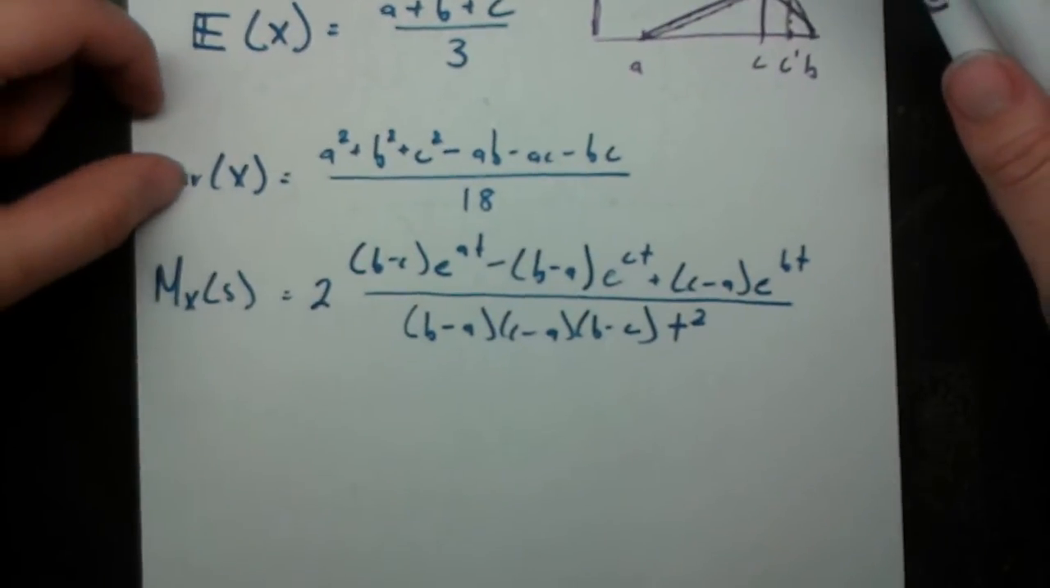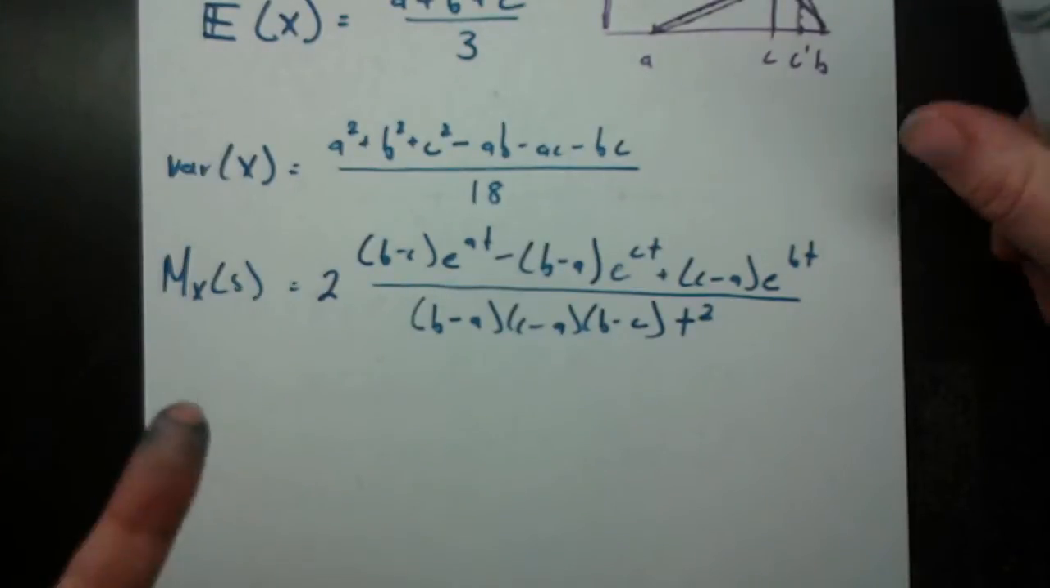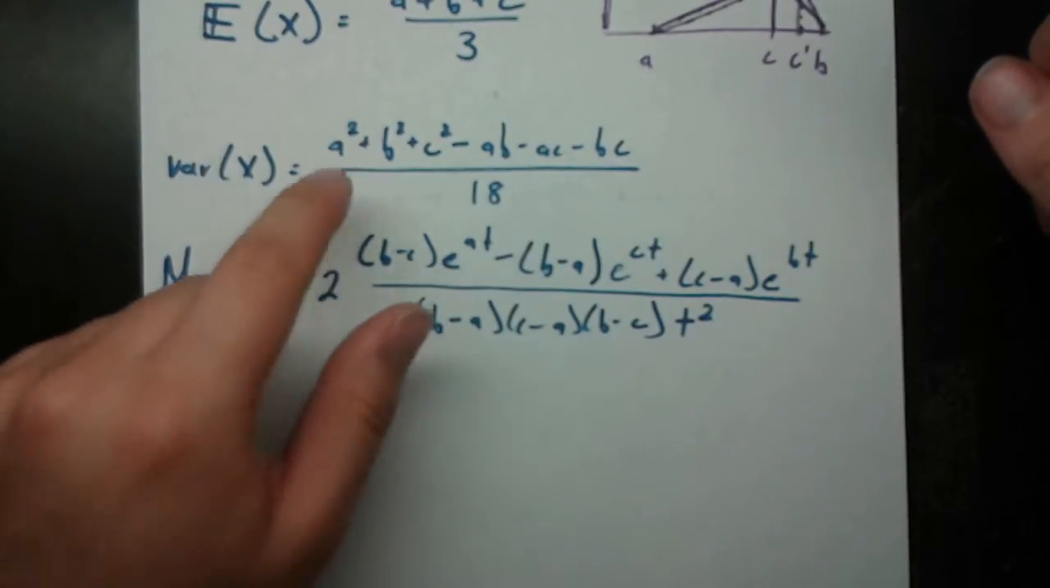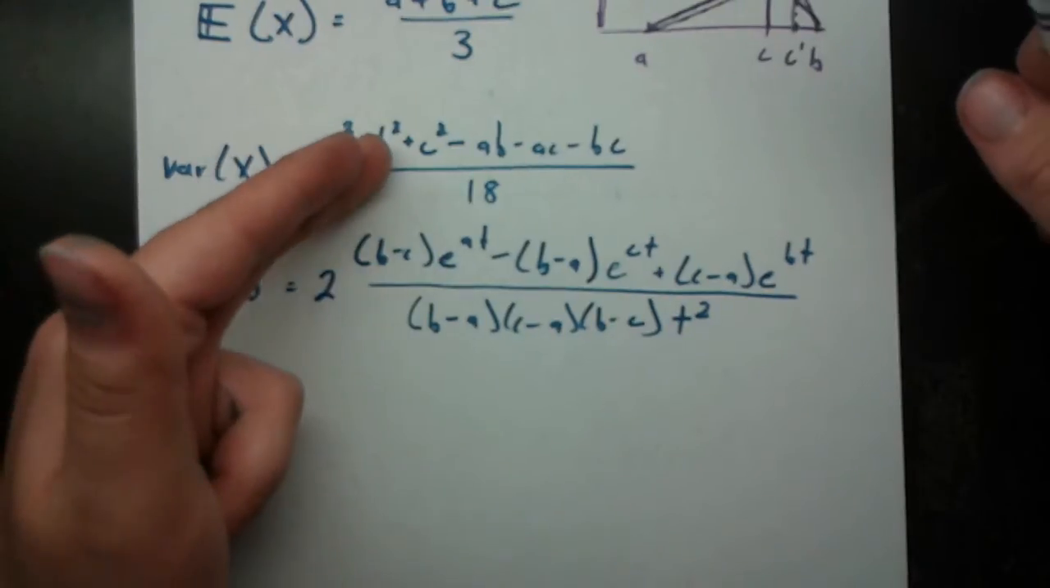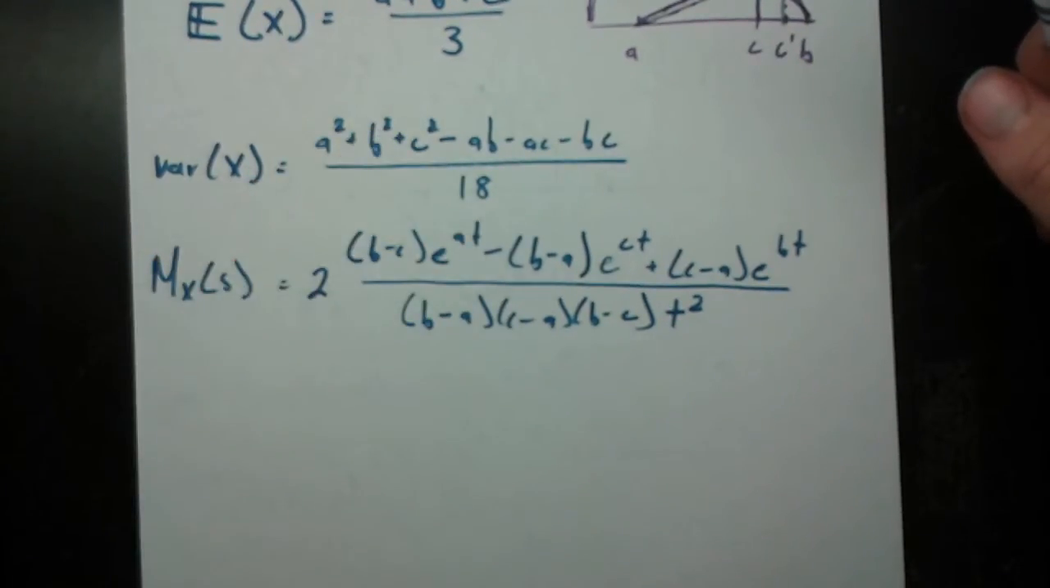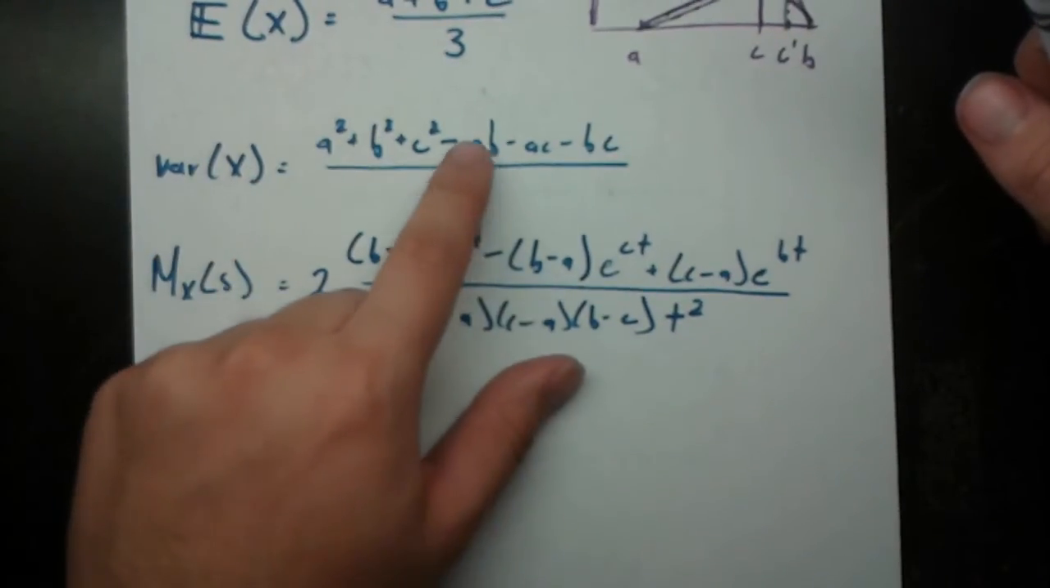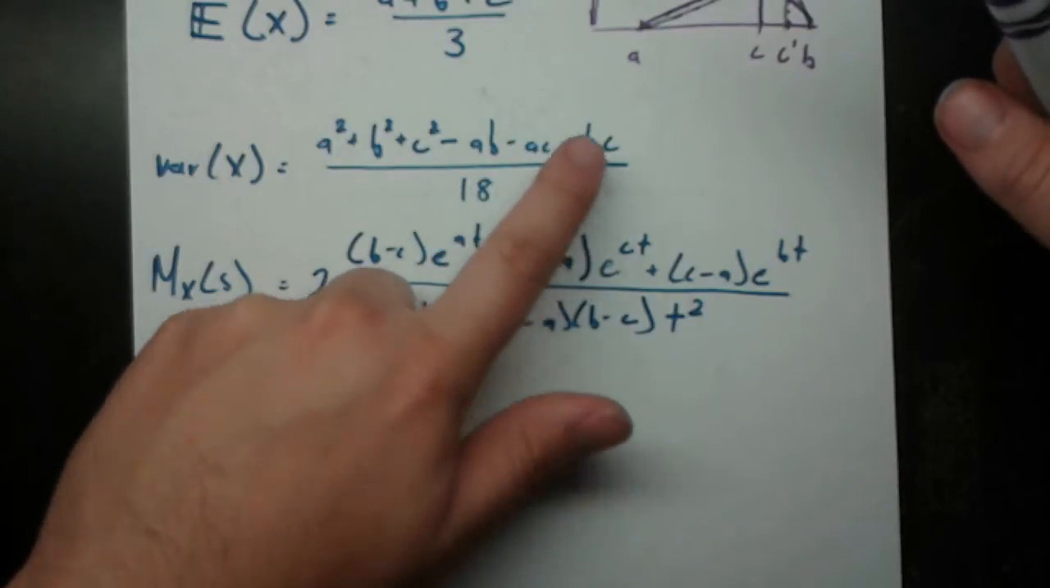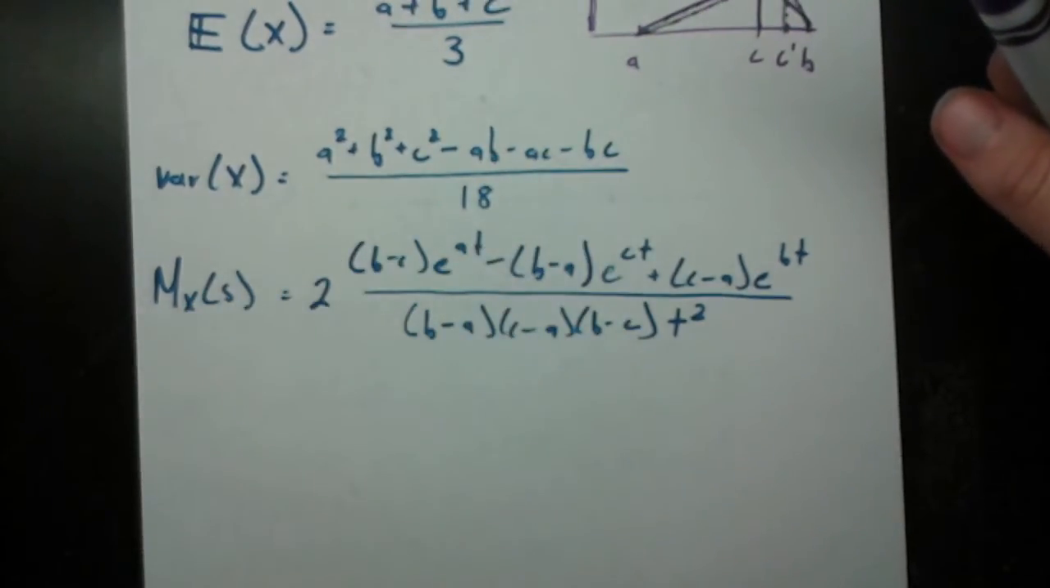So now let's see the variance. The variance looks kind of nasty. It has a very symmetric form though, so it's the parameters squared, a squared plus b squared plus c squared, minus the pairings of the parameters. Okay, so we have minus ab minus ac minus bc. So it's all the 3 combinations you can make with them, divided by 18.